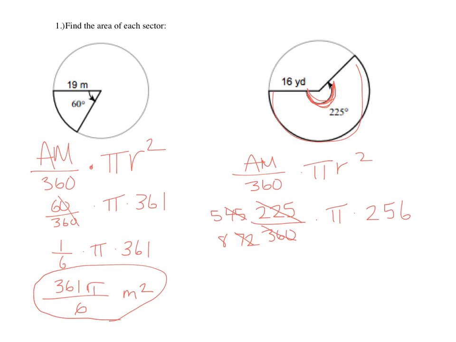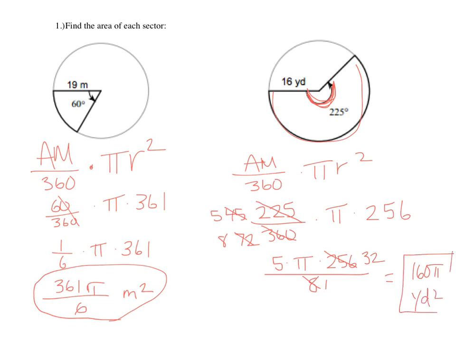So now I've got 5 times pi times 256 over 8. And I could multiply the 5 and the 256 together, but I think it's going to be easier to divide 256 by 8. 8 goes into here 1 time, and 8 is going to go into there 32 times. So my final answer is 5 times 32, which is 160 pi. And this will be in yards squared. So the area of this sector here is 160 pi yards squared.